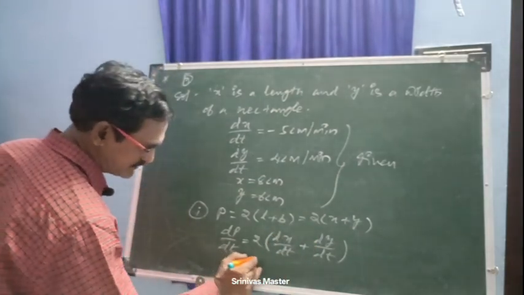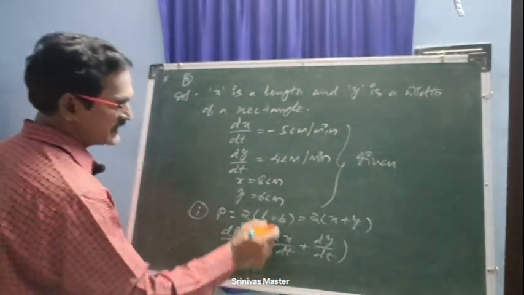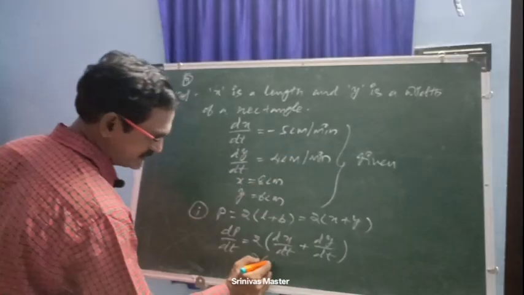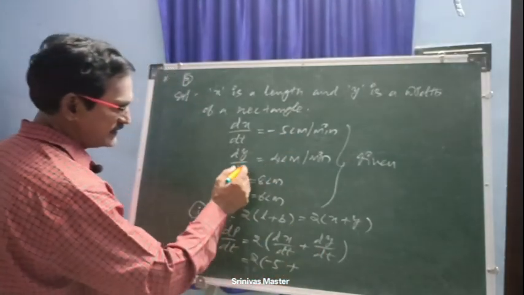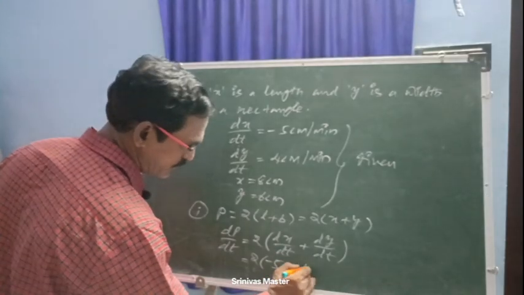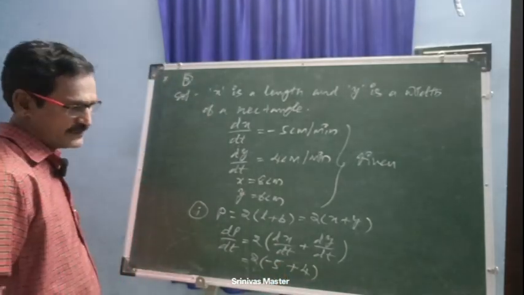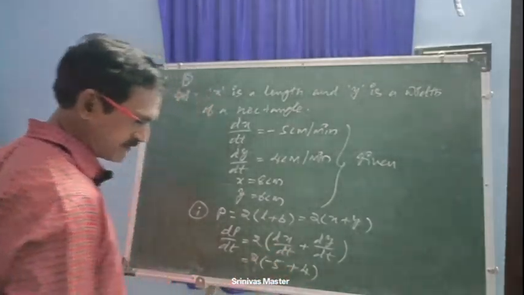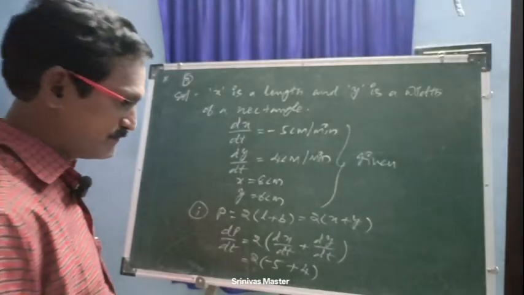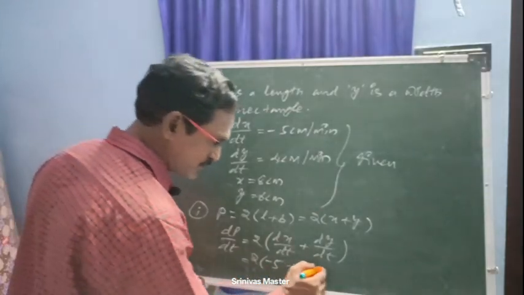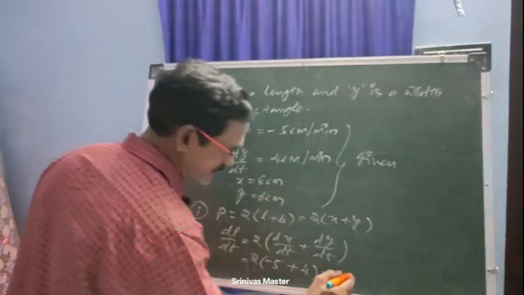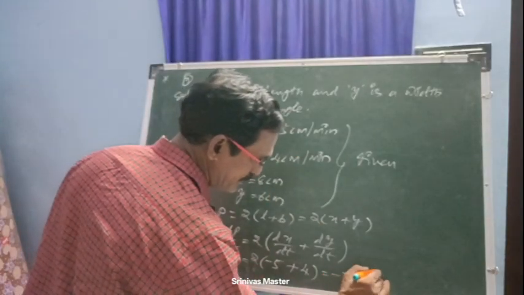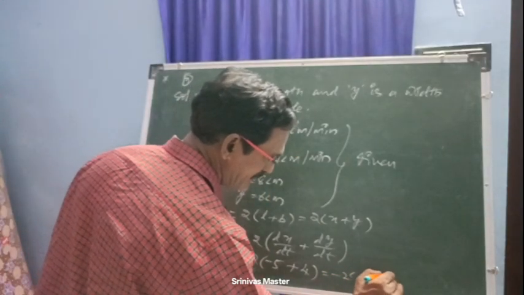So now you can replace 2 of dx by dt. What is the dx by dt, children? Minus 5 plus dy by dt. What is the dy by dt? 4. Right? That means minus 5 plus 4. Minus 5 plus 4 means how much? Minus 1. Minus 1 into 2? Minus 2. What are the units here? Centimeter per minute.